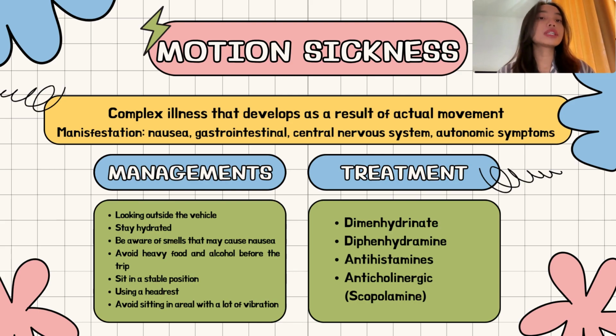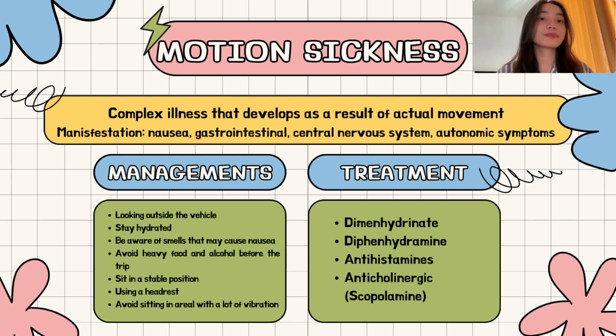So adults over the age of 50 are less vulnerable to motion sickness due to loss in vestibular function by age. Prevention of motion sickness is by looking outside the vehicle, staying hydrated, using a headrest, and sitting in a stable position.